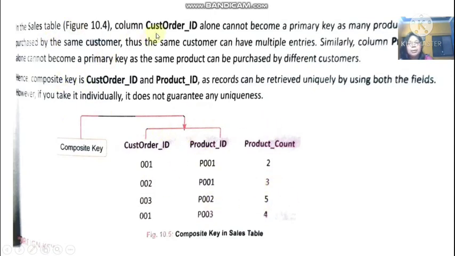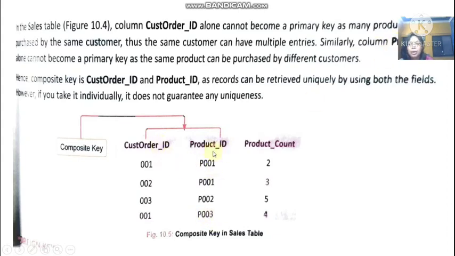In the sales table, column customer ID alone cannot become a primary key, as many products can be purchased by the same customer. Thus, the same customer can have multiple entries. You can see 001 is repeated again here, 001. He has purchased product ID P001 also and P003 also.